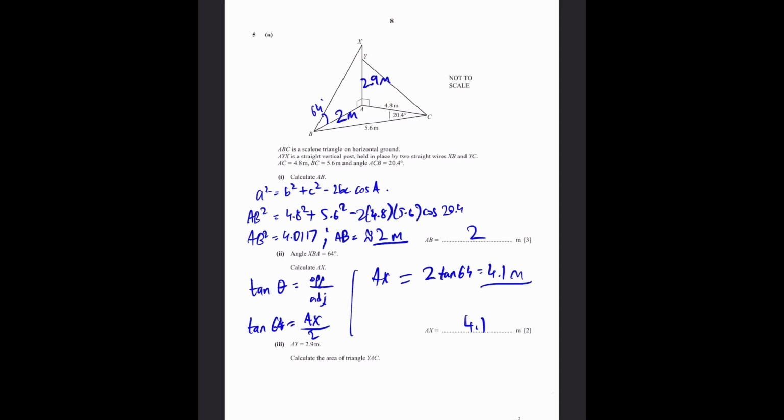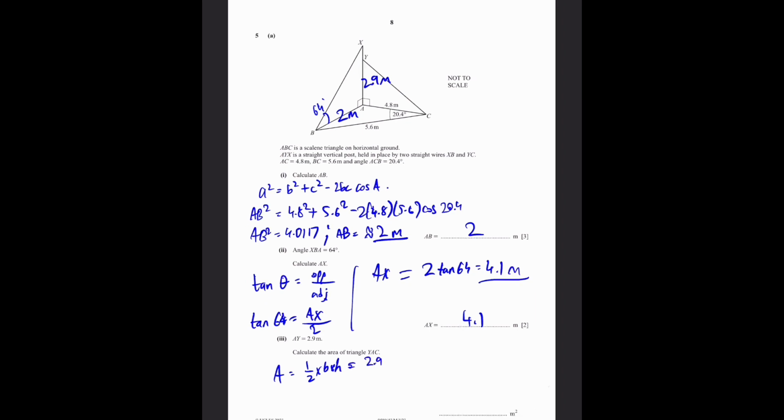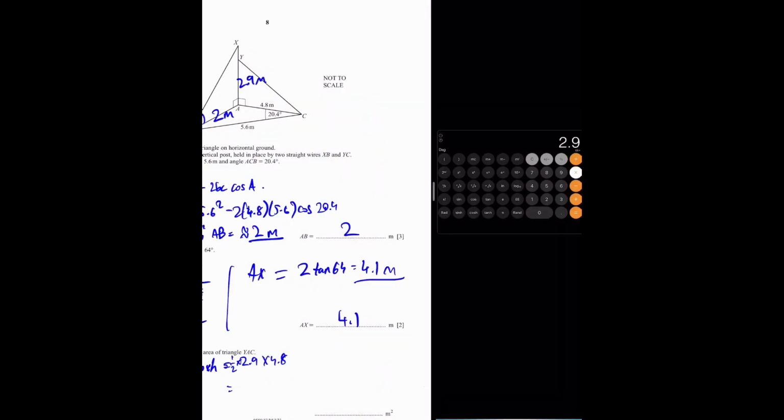Because it's a right angle triangle, we know that there's the height and there's the base. So area is equal to half times base times height, which is equal to 2.9 times 4.8, and of course we multiply by half. Let's get a calculator out: 2.9 times 4.8, divided by 2, to get 6.96 meters squared. That's the answer. Now we can go to part B.